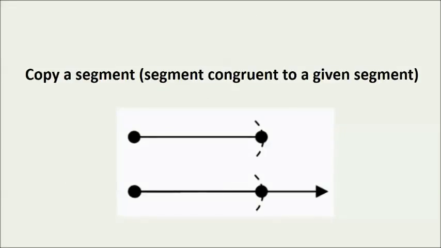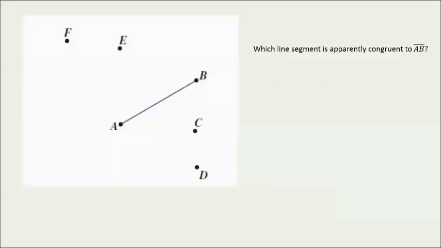So let's copy a segment. That is, we're going to create a segment congruent to a given segment. Alright, looking at this problem, we're given line segment AB, and we're asked, which line segment is apparently congruent to AB? Step 1. Place the point for the center of the circle on A.